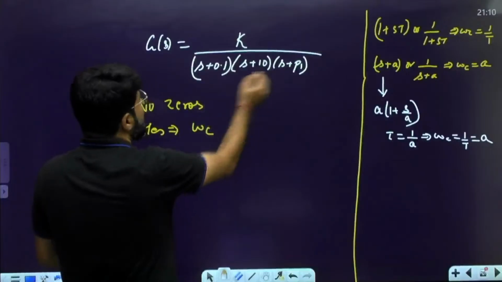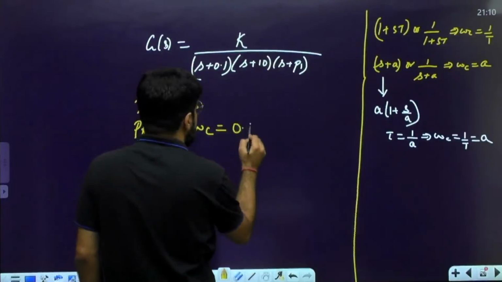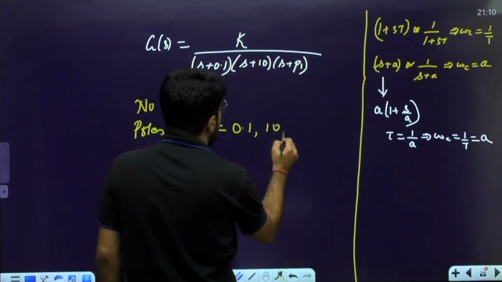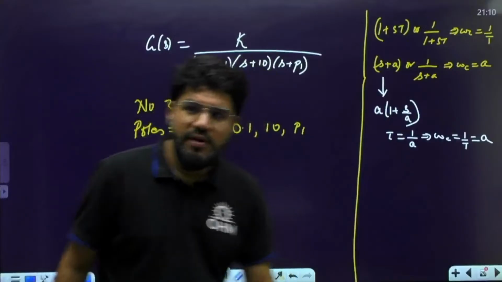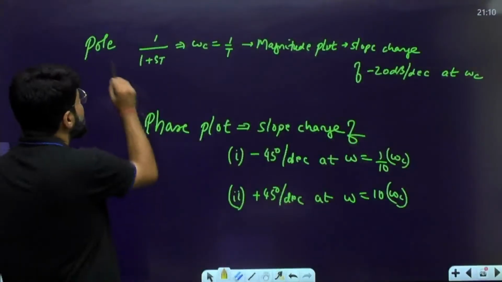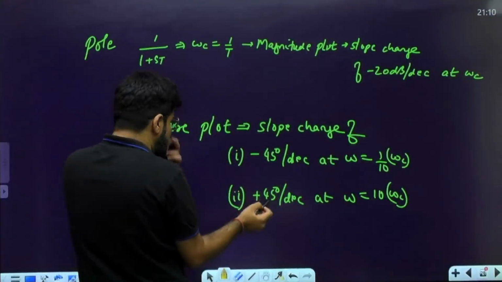So here all the terms are in s plus a format. What are my corner frequencies? 0.1, 10 and P1. But because the phase plot is given, with respect to a pole, there will be a slope change of minus 45 and plus 45.